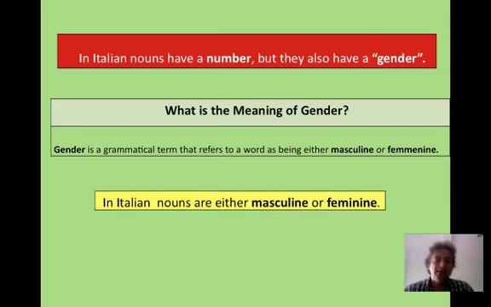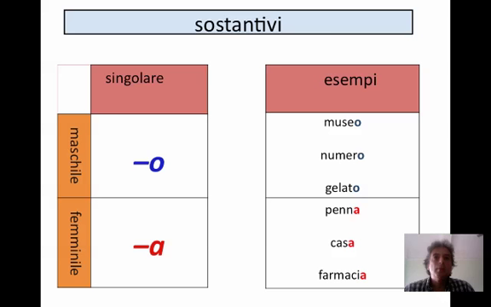In Italian, nouns are all either masculine or feminine. Even if we talk about a chair, for instance, which in Italian is sedia, that's a feminine word. So that's a little strange if you're not familiar with the concept. The word for noun in Italian is sostantivi.